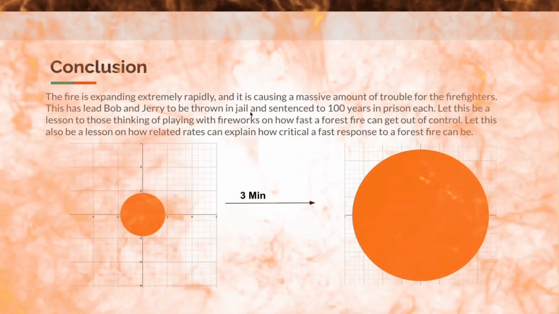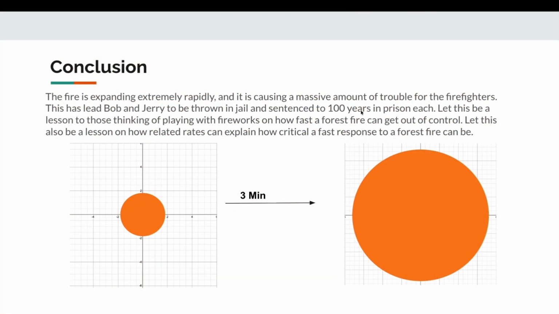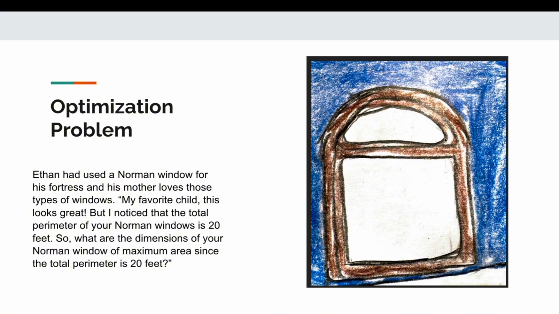And Bob and Jerry got thrown in jail for 100 years because of it. And so, the related rates basically can explain how critical it is to have an extremely fast response to a forest fire. Now Ethan is going to go over the optimization problem.